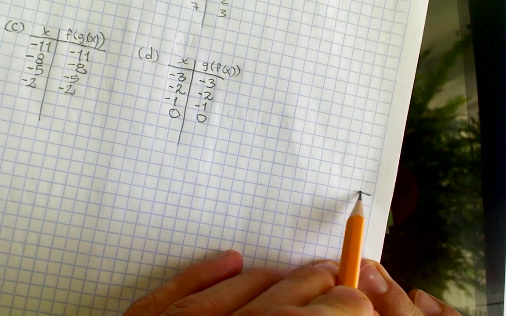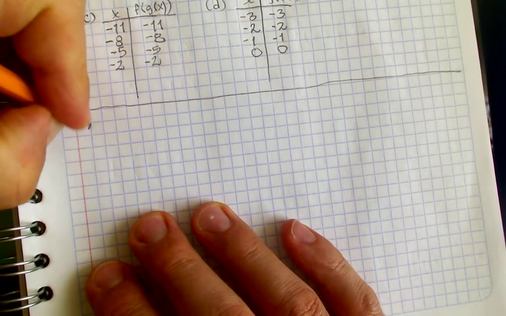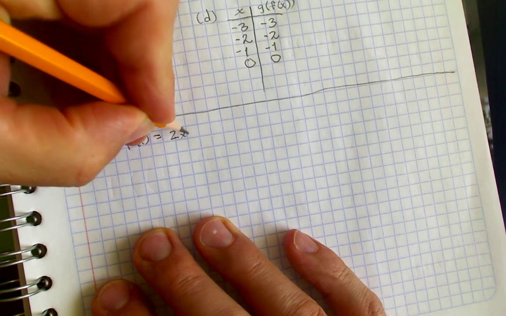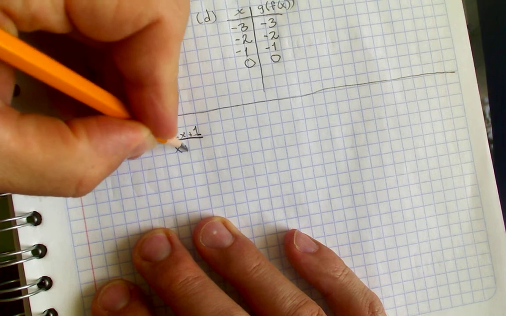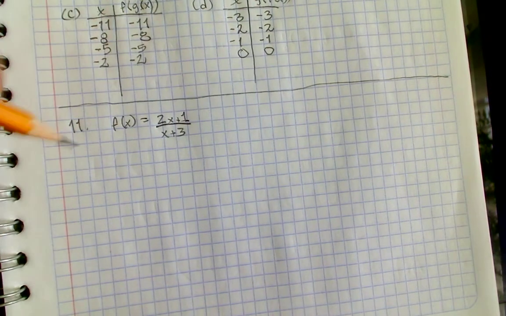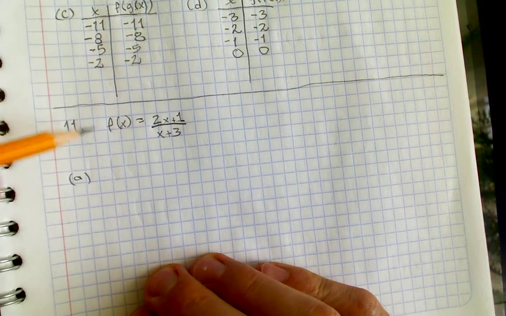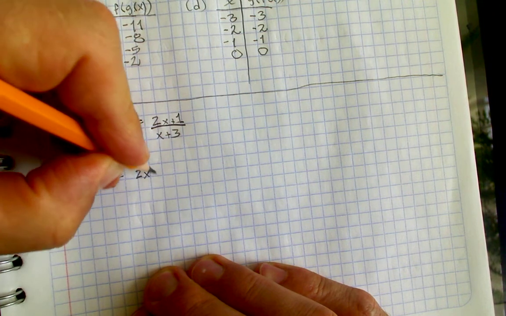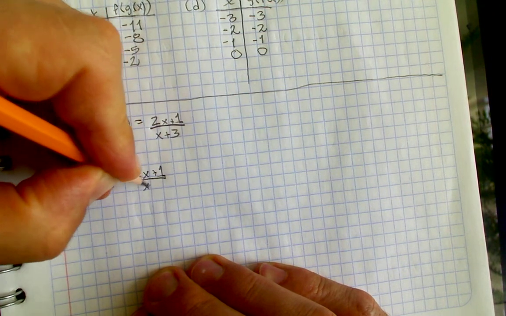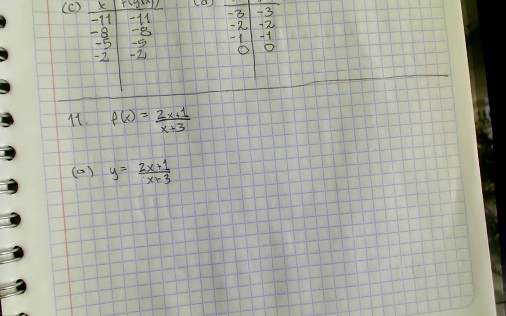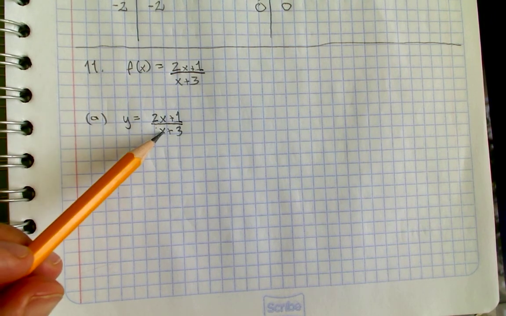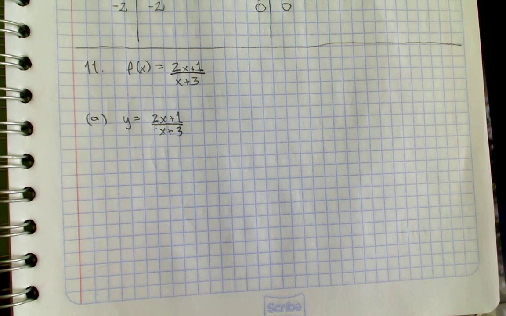I'm going to draw a line here, and I'm going to work problem 11 from this challenge set right here. So we're given the function f of x, and it equals 2x plus 1 divided by x plus 3. And in part A, we're asked to find the inverse of this function. The way I'm going to do that is first I just copy the function as it is, like that, and then I'm going to switch the x's and the y's.